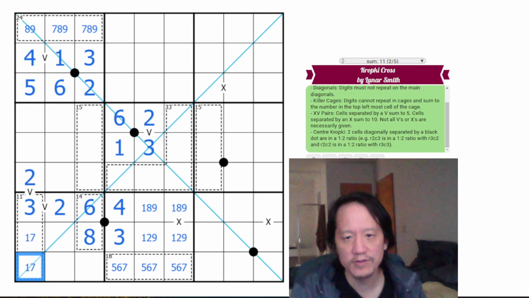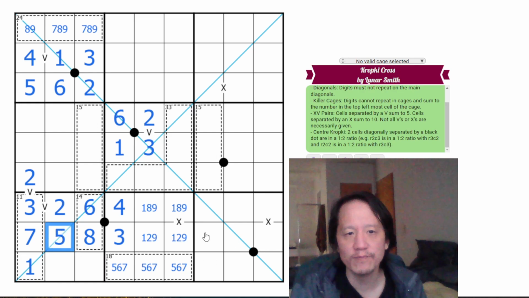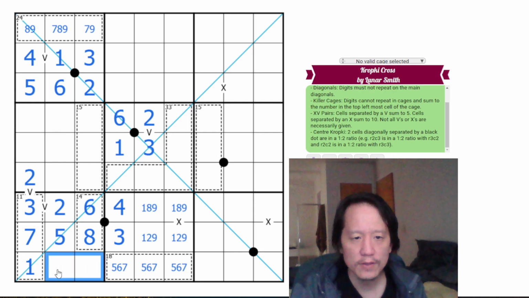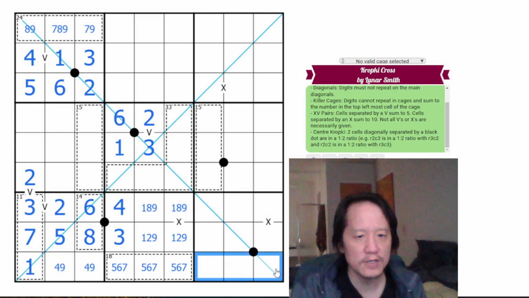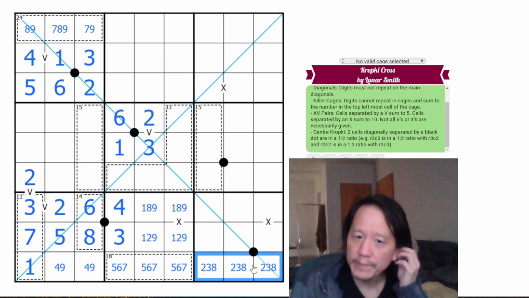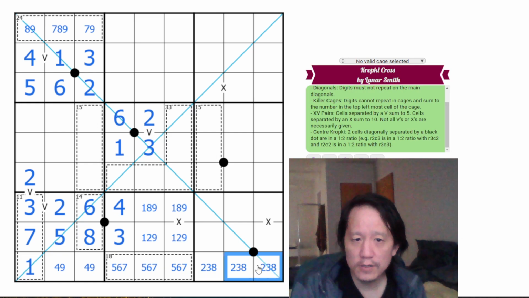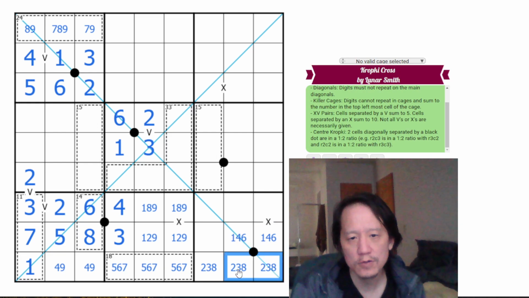That can't be 7. So this is 1. This is 7. 5 can't be here, so 5 must be here by Sudoku. This can't be 8. This has to be 4 and 9. So this is 2, 3, and 8. 8 can only be with 4. So this could be 4. 3 can only be with 6, so that could be 6. And 2 can be with 1 or 4, so it's 1 or 4.